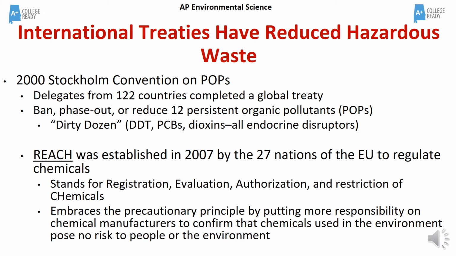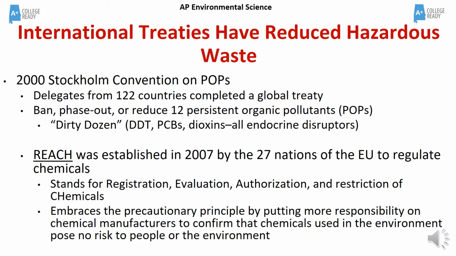The Stockholm Convention of 2000 is an agreement between 127 nations to restrict the global use of some chemicals. They produced a list of 12 chemicals known as the Dirty Dozen to be banned, phased out, or reduced. This includes DDT, PCBs, other pesticides and byproducts of manufacturing, and they're all endocrine disruptors.